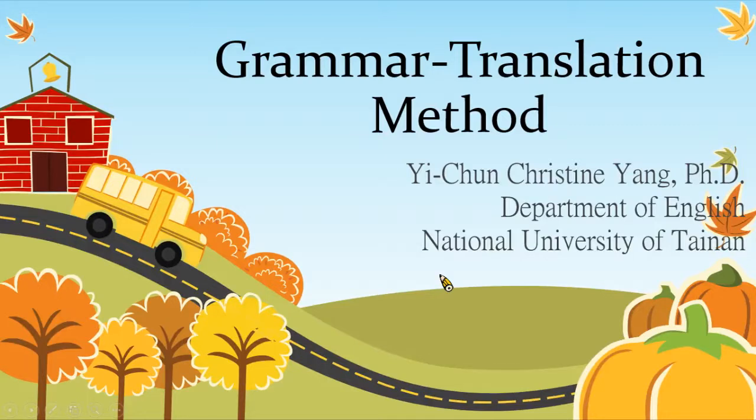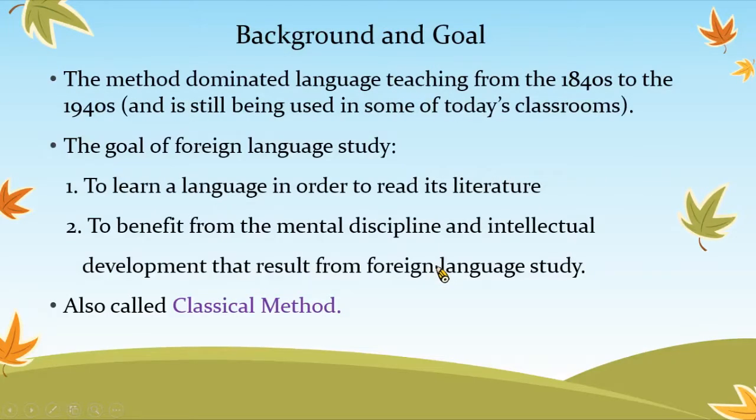Today I'm going to talk about grammar translation method. Let's take a look at the background and the goal of the method. Actually, the method dominated language teaching from the 1840s to the 1940s, and nowadays a lot of teachers are still using this method in their classrooms. The goal of foreign language study for this method is to learn a language in order to read its literature. And the second goal is to benefit from the mental discipline and intellectual development that result from foreign language study. That's why grammar translation method is also called classical method, because it was used to teach some languages such as Greek and Latin.